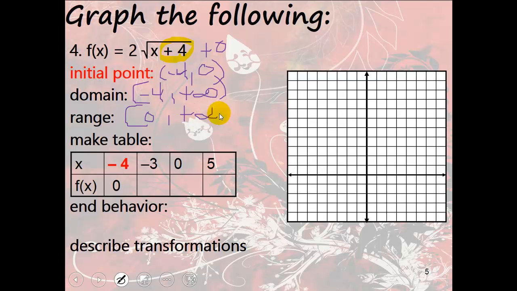I'm going to make a table, and when I do that, I start with my initial point, and then I choose whatever makes these perfect squares on the inside. If I plug in a negative 3, I get the square root of 1, which is 1, times 2, which is 2, plus 0. If I plug in a 0, I get 4. The square root of 4 is 2. 2 times 2 is 4. And if I plug in a 5, I get 9. Square root of 9 is 3. 3 times 2 is 6.